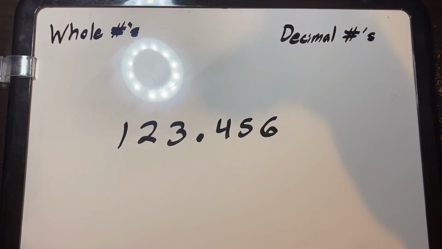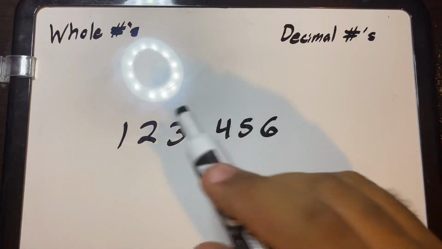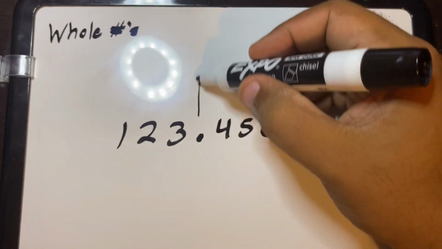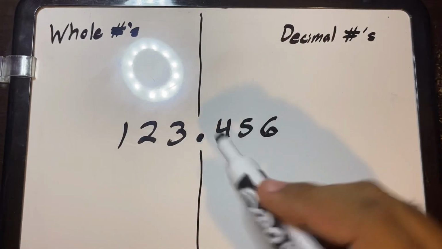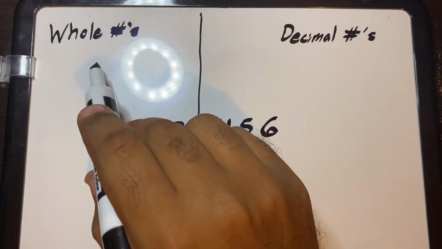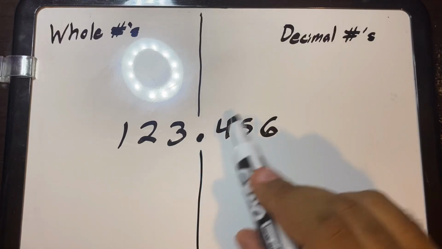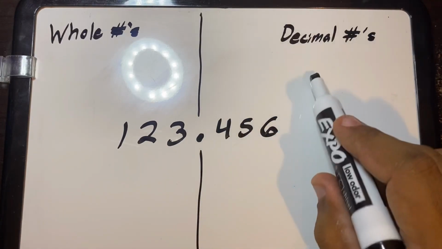So we are trying to understand place values in terms of 10. So when I say by 10, I'm talking about 10, 100, 1000, 10,000, and so on. So if you look over here, any number on the left side of this decimal point is called a whole number. Any number on the right side of the decimal point is called a decimal number.